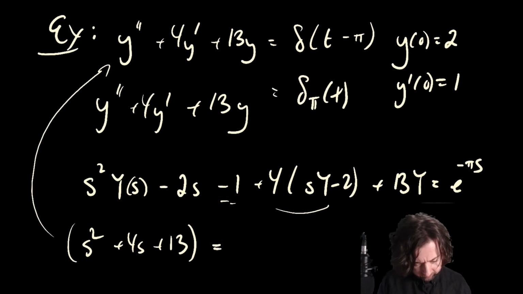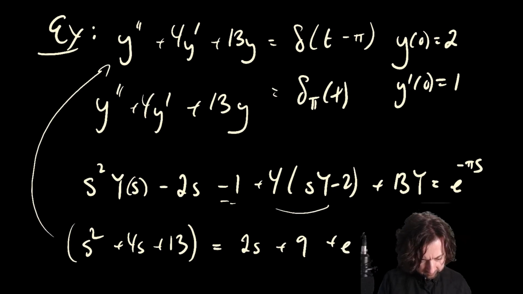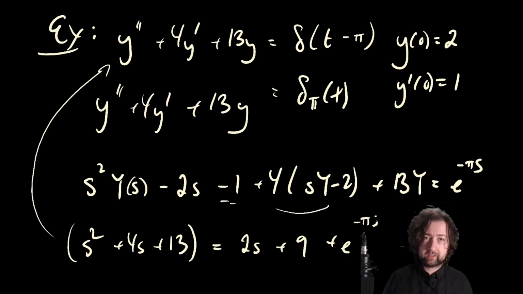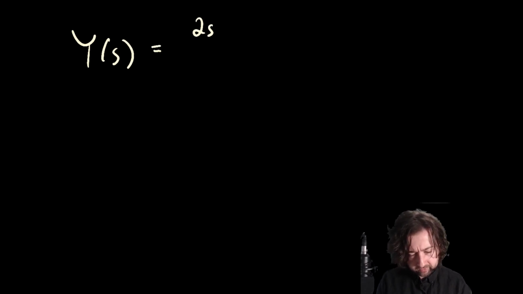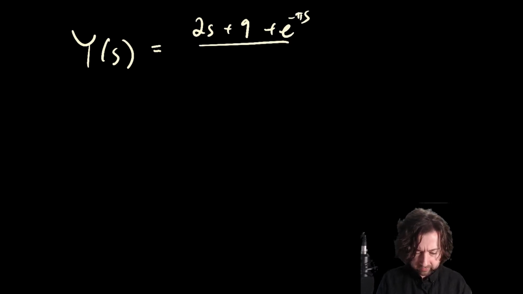And that's going to be equal to 2s plus 9 and an e to the minus pi s on the right-hand side. So now we just continue with our typical Laplace transform mathematics. Oh, I guess it would be helpful if I put the Y in there. And that's going to get us that Y(s) is equal to 2s plus 9 plus e to the minus pi s over s squared plus 4s plus 13.